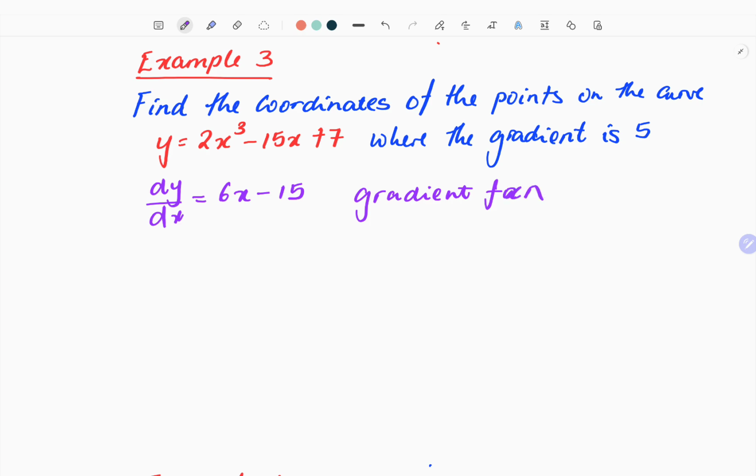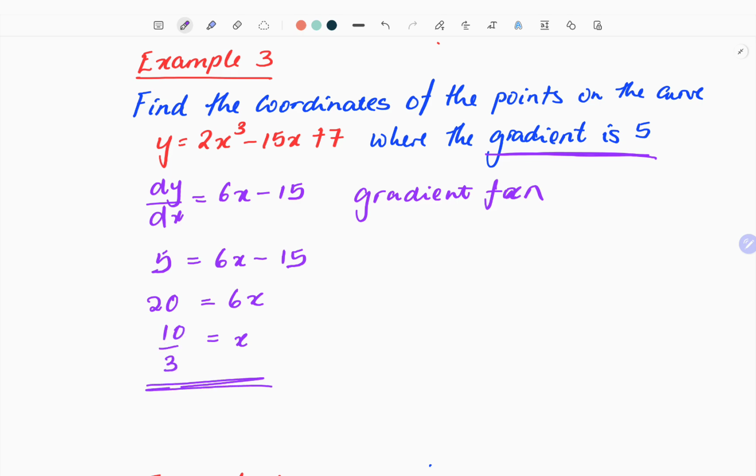What you're given now is the gradient of 5, and that gradient of 5 is the dy/dx. So you substitute 5 into dy/dx is equal to 6x minus 15. Then you just solve a simple equation, and that becomes 20 is equal to 6x. Then your x will be equal to 10 over 3.